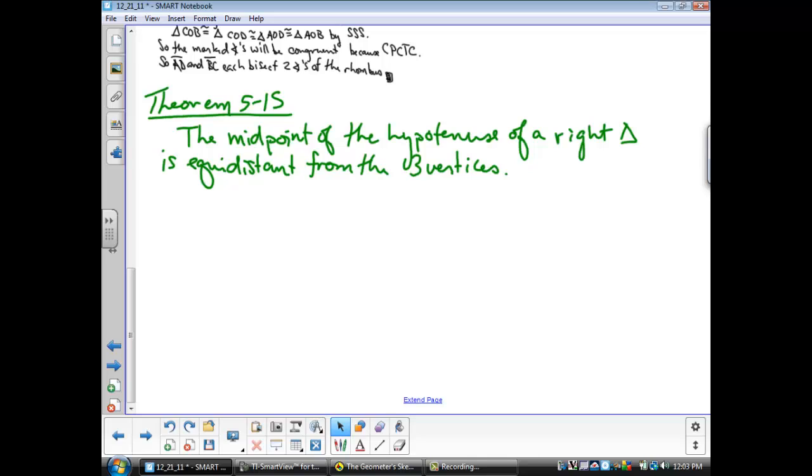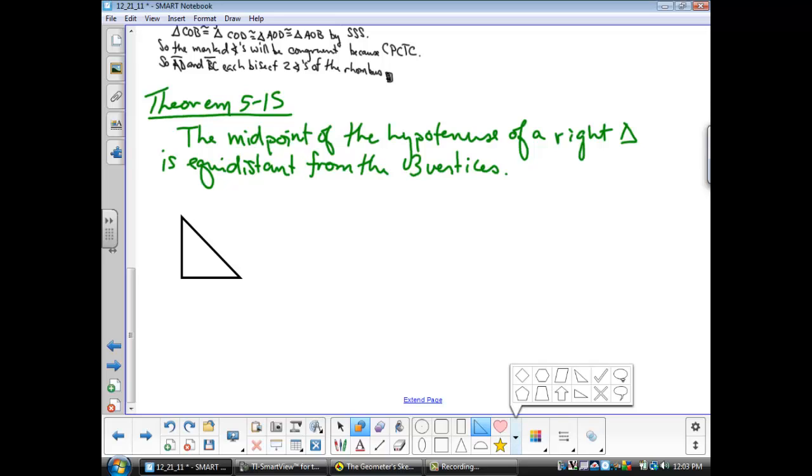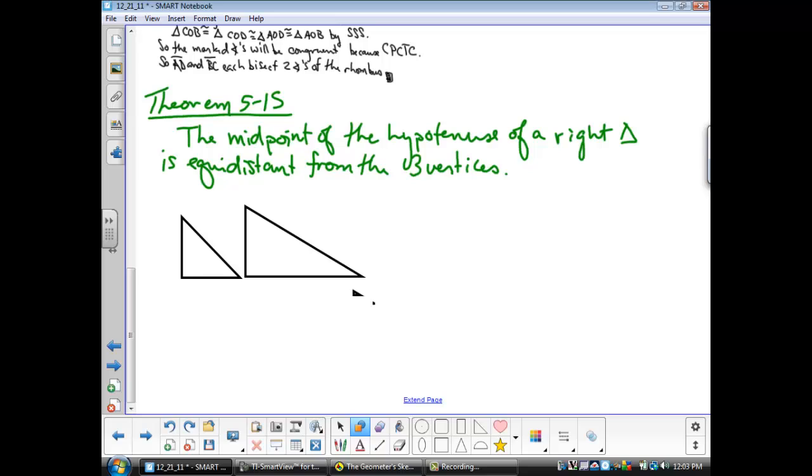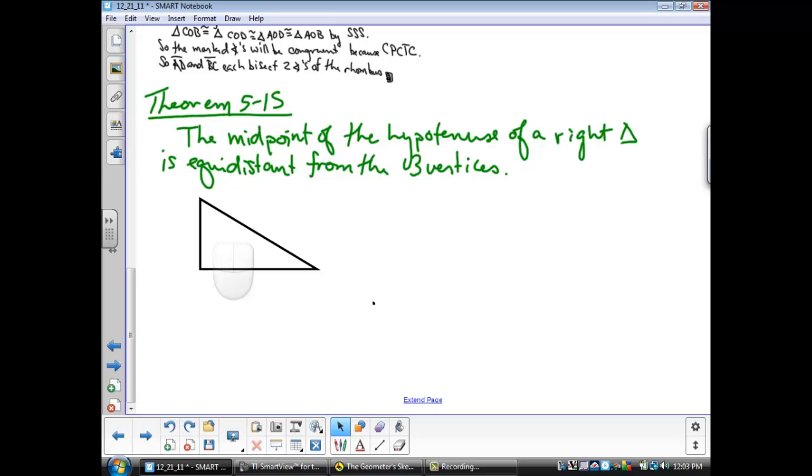So if we start with a right triangle, let me find a right triangle here. There's probably a better option. Yes, right there. The reason why this one is better is because it is not isosceles. I don't want an isosceles right triangle. I want one that has two different side lengths. Okay?